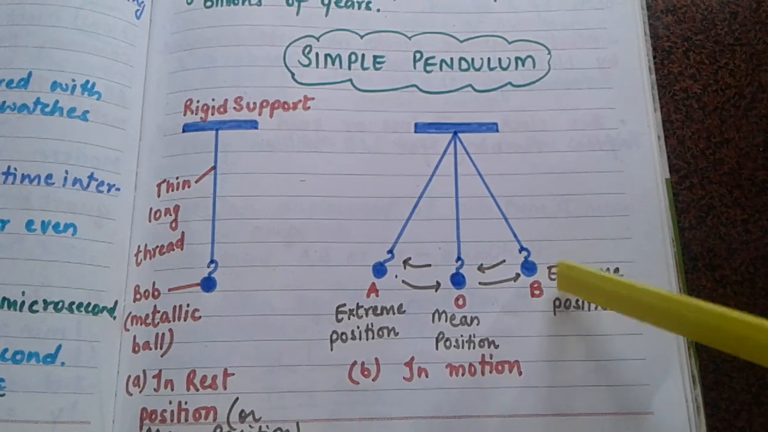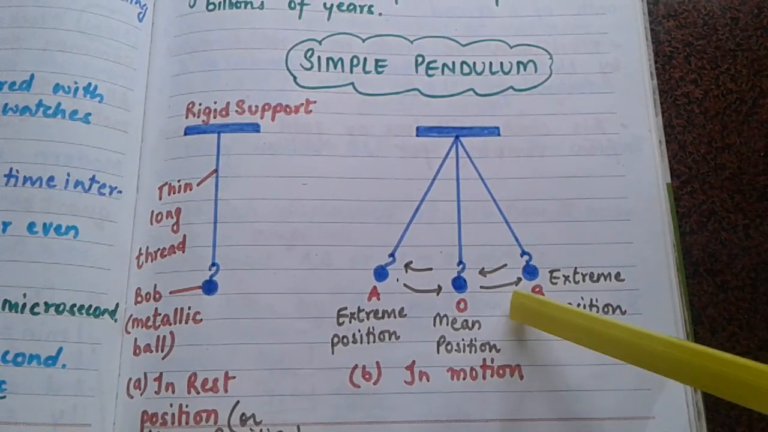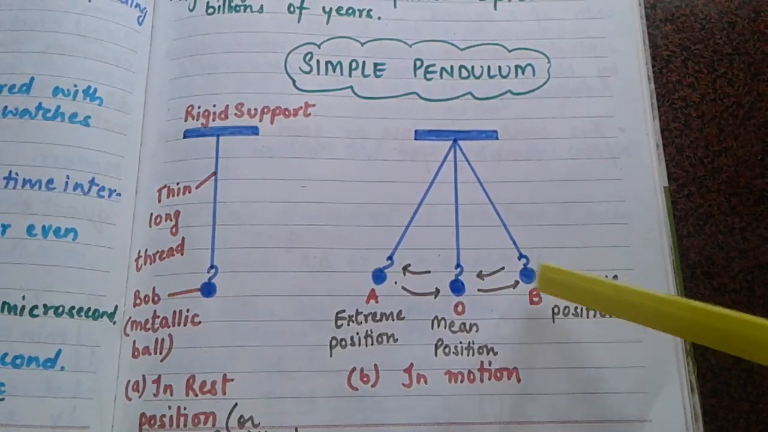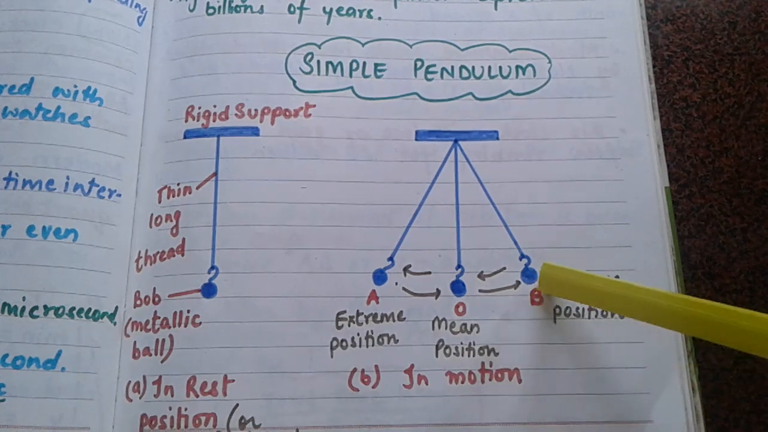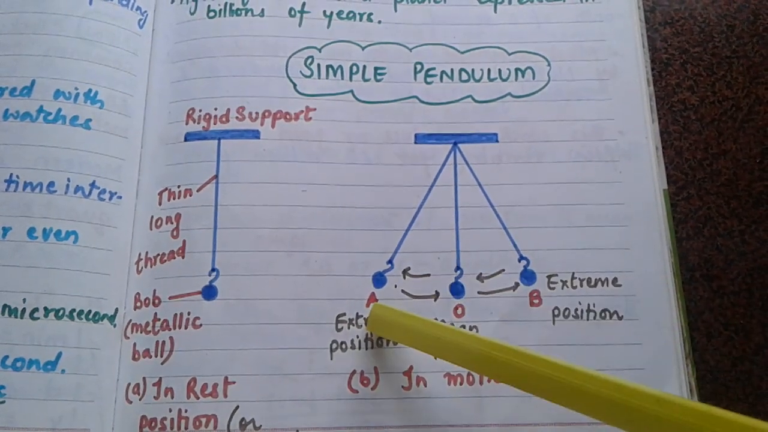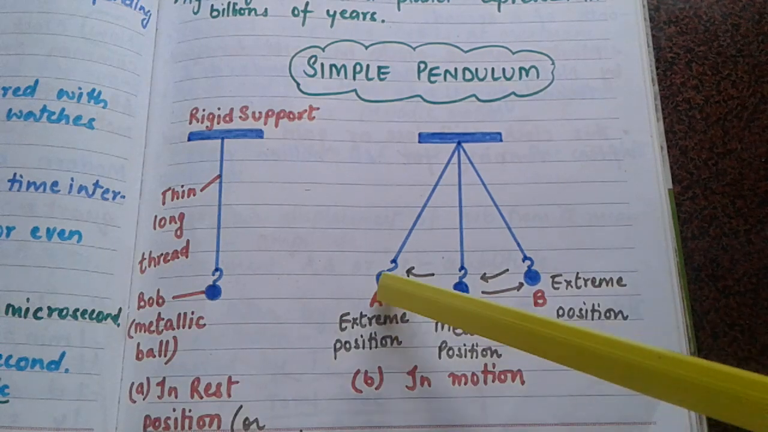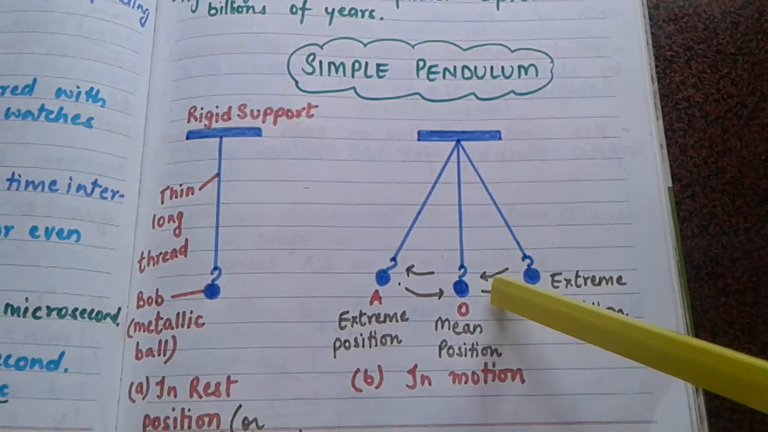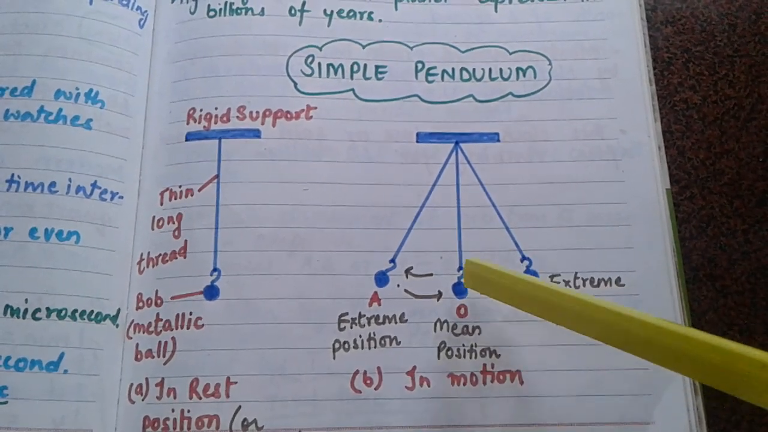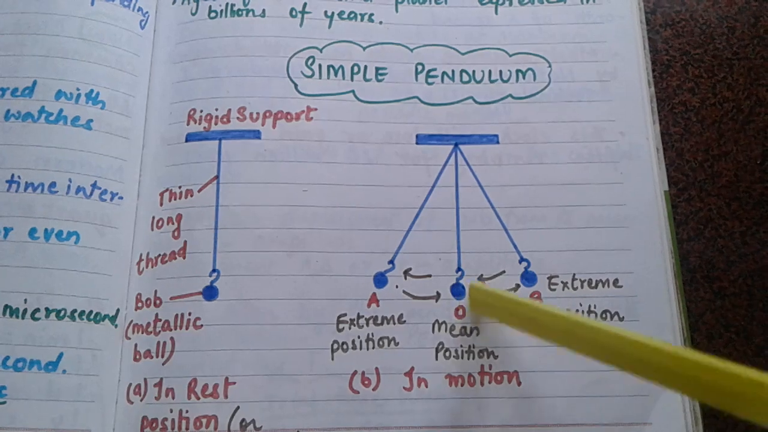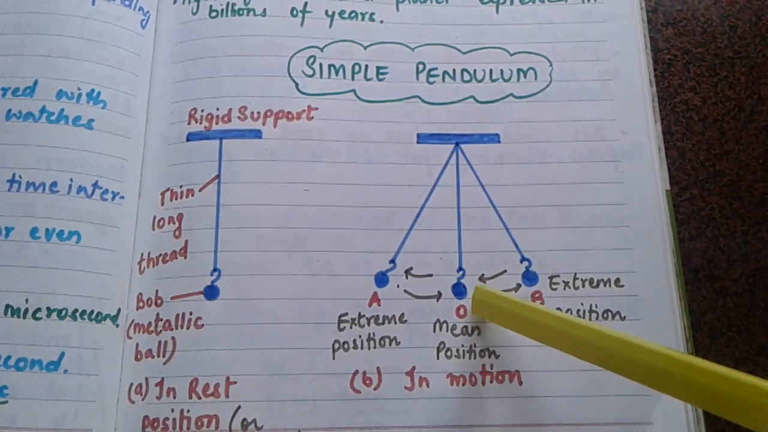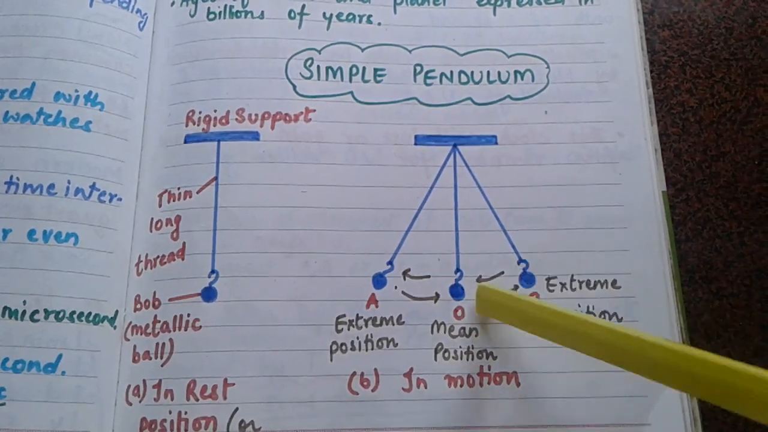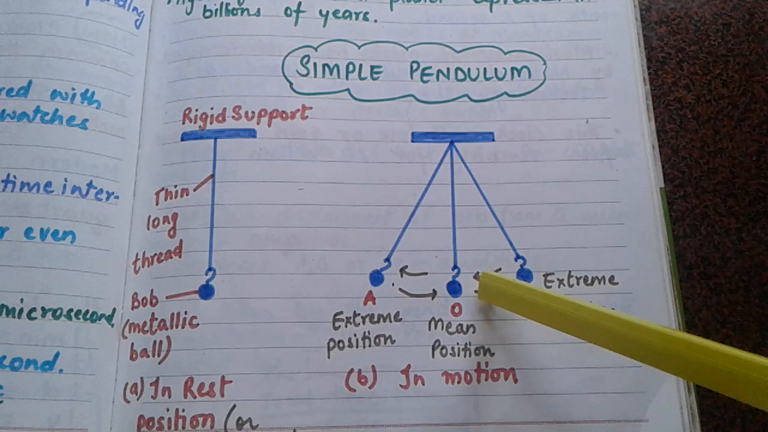Now the motion of the bob from A to O, O to B, then again from B to O and back to A will be known as one complete oscillation. Or we can also say that the motion of the simple pendulum from the mean position O to B, again back to O, to A, then again back to O will also represent one complete oscillation.